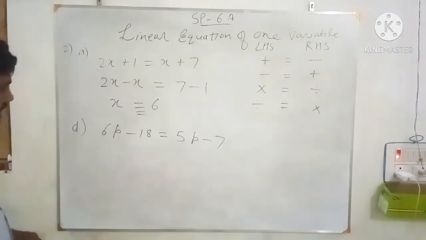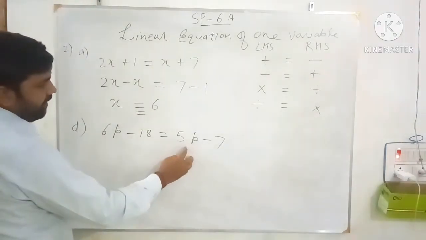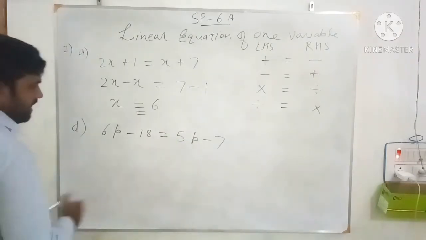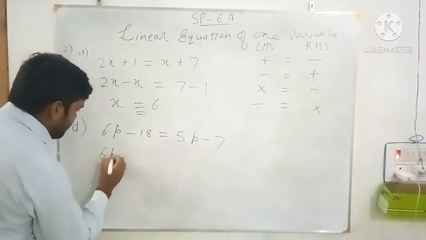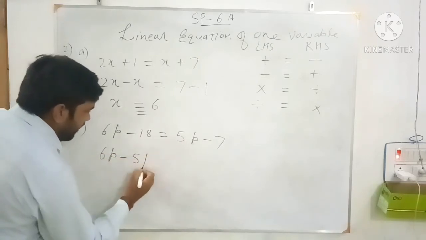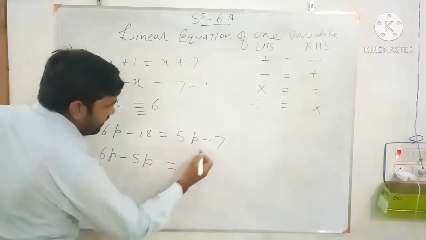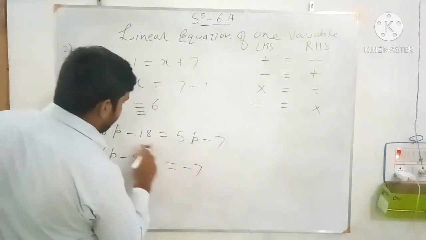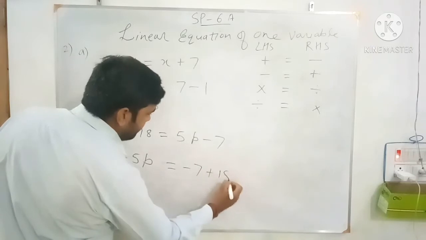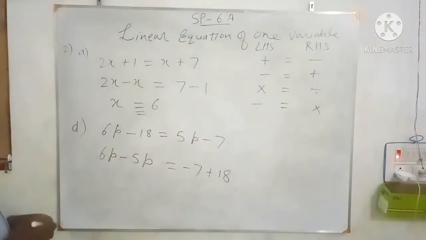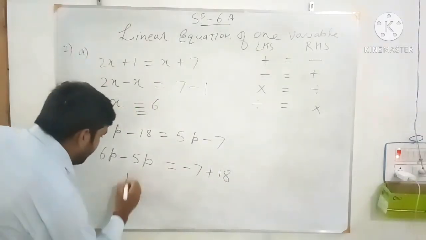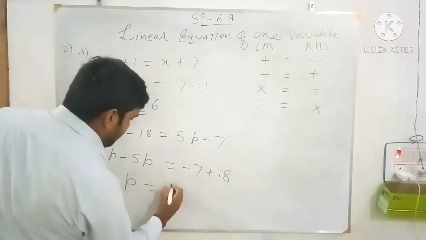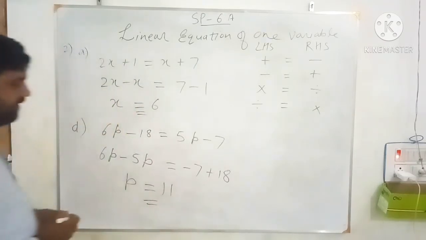So transpose the variable term 5p from the right hand side to the left hand side. This is plus 5p, so when we transpose to the left, it will become minus 5p. So we do 6p minus 5p. And the constant terms to the right hand side: minus 7 and minus 18, when transposed, minus 18 will become plus 18. So what we got: 18 minus 7. 6p minus 5p gives you p, and 18 minus 7 gives you 11. So the value of p is 11.